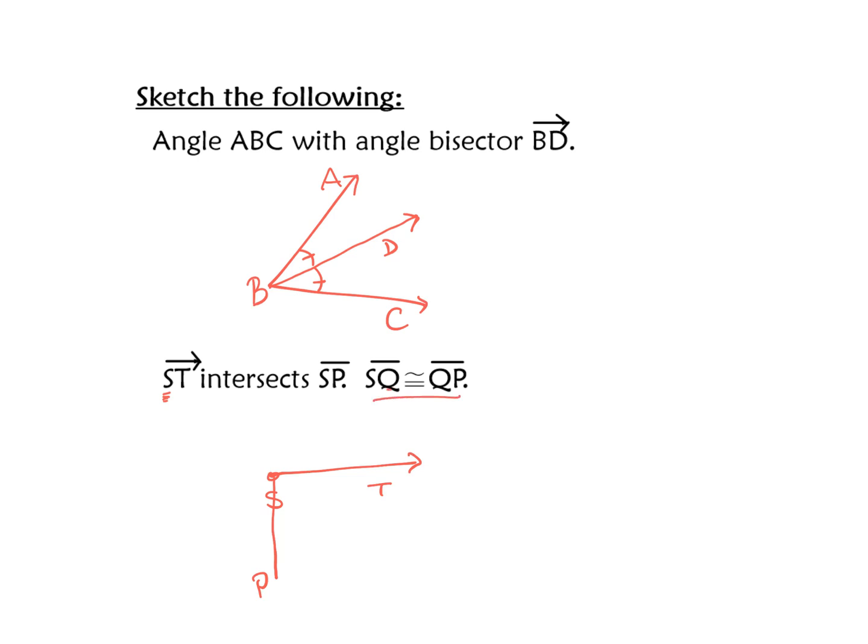Now we need to place Q for this last part. Q has to be equal distance from S and P. One option is to place Q as a midpoint here and mark those as congruent. We could have also placed Q out here and marked those as congruent, or in the interior of the angle here. Either way.